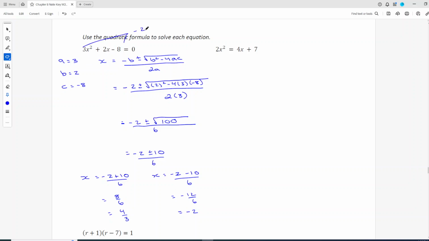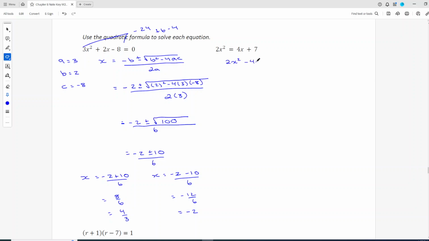Two numbers that multiply to give me negative 24 and add to give me positive 2 are 6 and negative 4. So quadratic formula can feel long, but if you're someone who's always struggled with factoring, you're like, yay, there's another way. All right, this one, before you can use the quadratic formula, the first thing you have to do is put everything on one side.